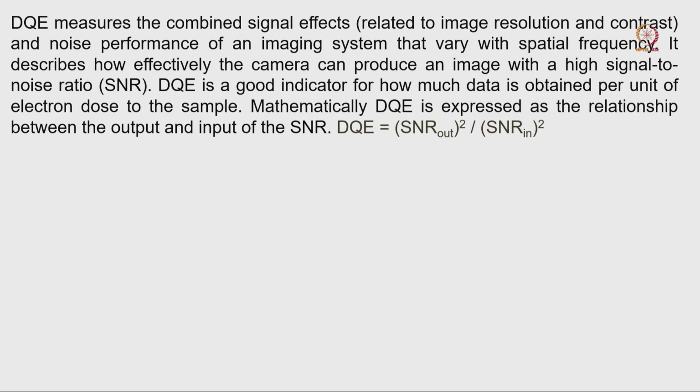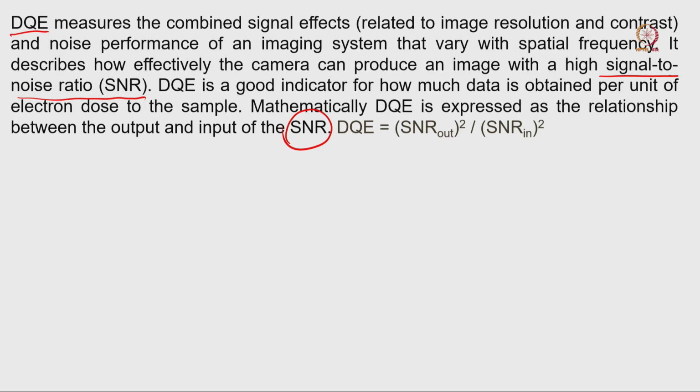Now for any camera, this term is very important: detective quantum efficiency. What is the detective quantum efficiency? It depends on the signal to noise ratio. High signal to noise ratio is good, because if signal and noise are almost close side by side, your images will not be that great, right. So if we can increase the signal to noise ratio, meaning the signal is much higher, that will be good, and that is called the detective quantum efficiency.